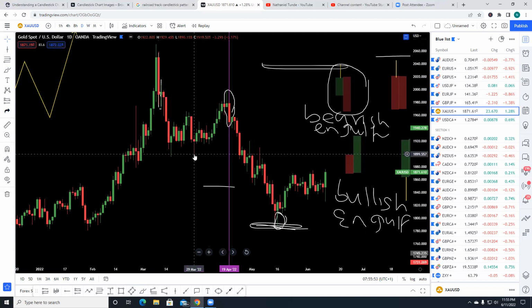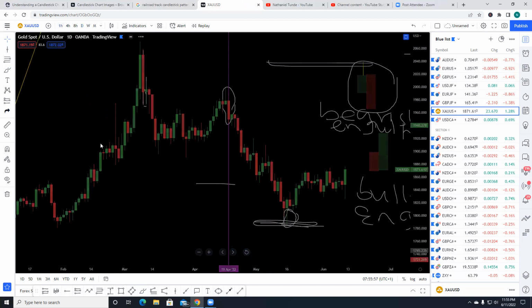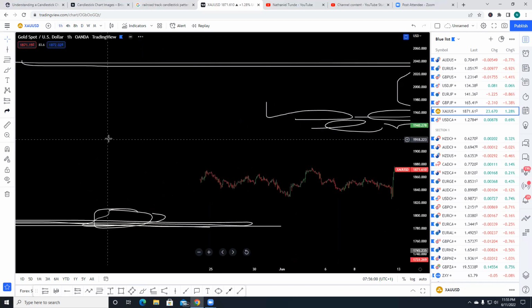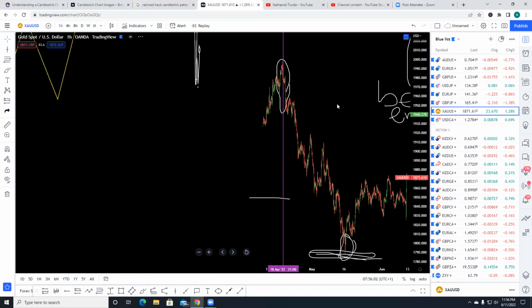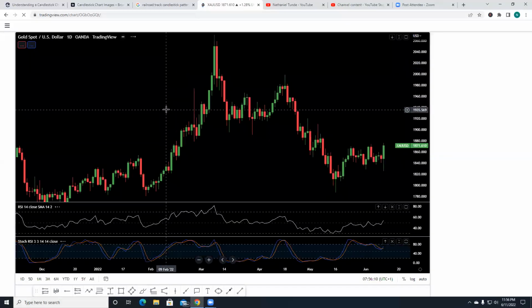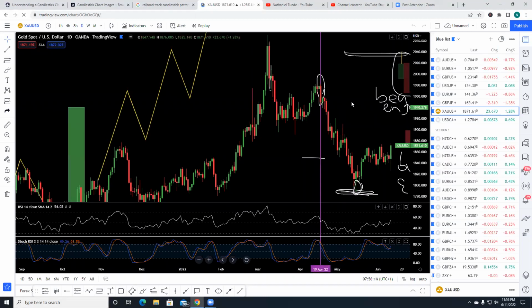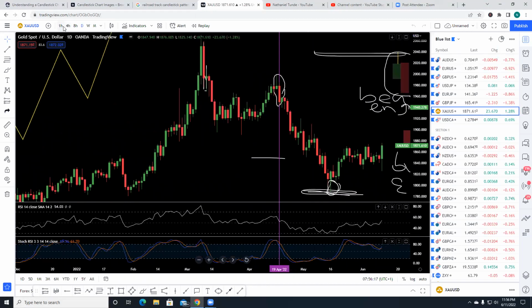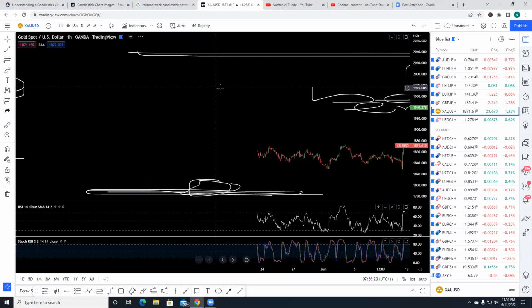Let's clean it. So now what we have to do is to go to 1 hour, which is your entry. Go back there. Give it time to load. It has loaded. Go back to 1 hour, guys.